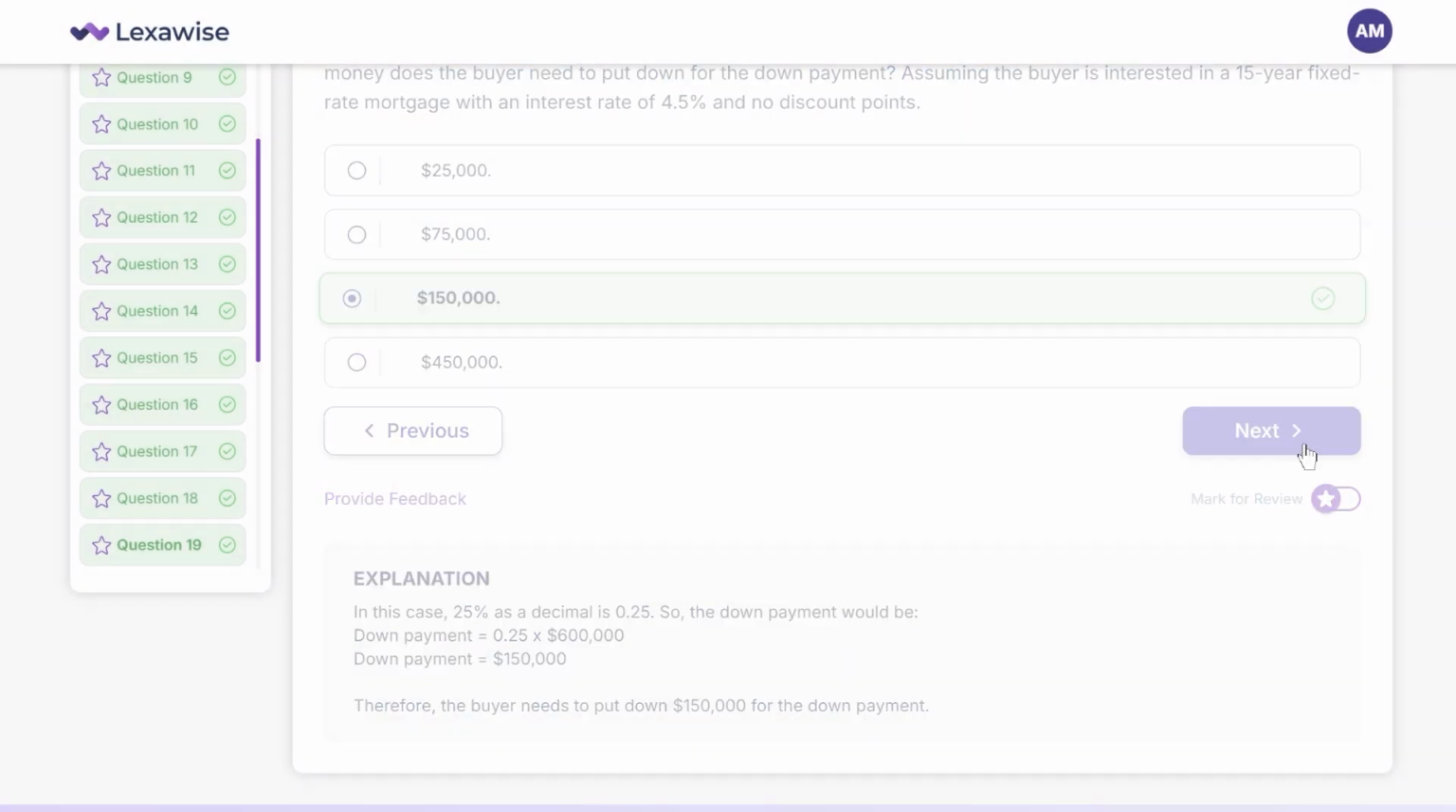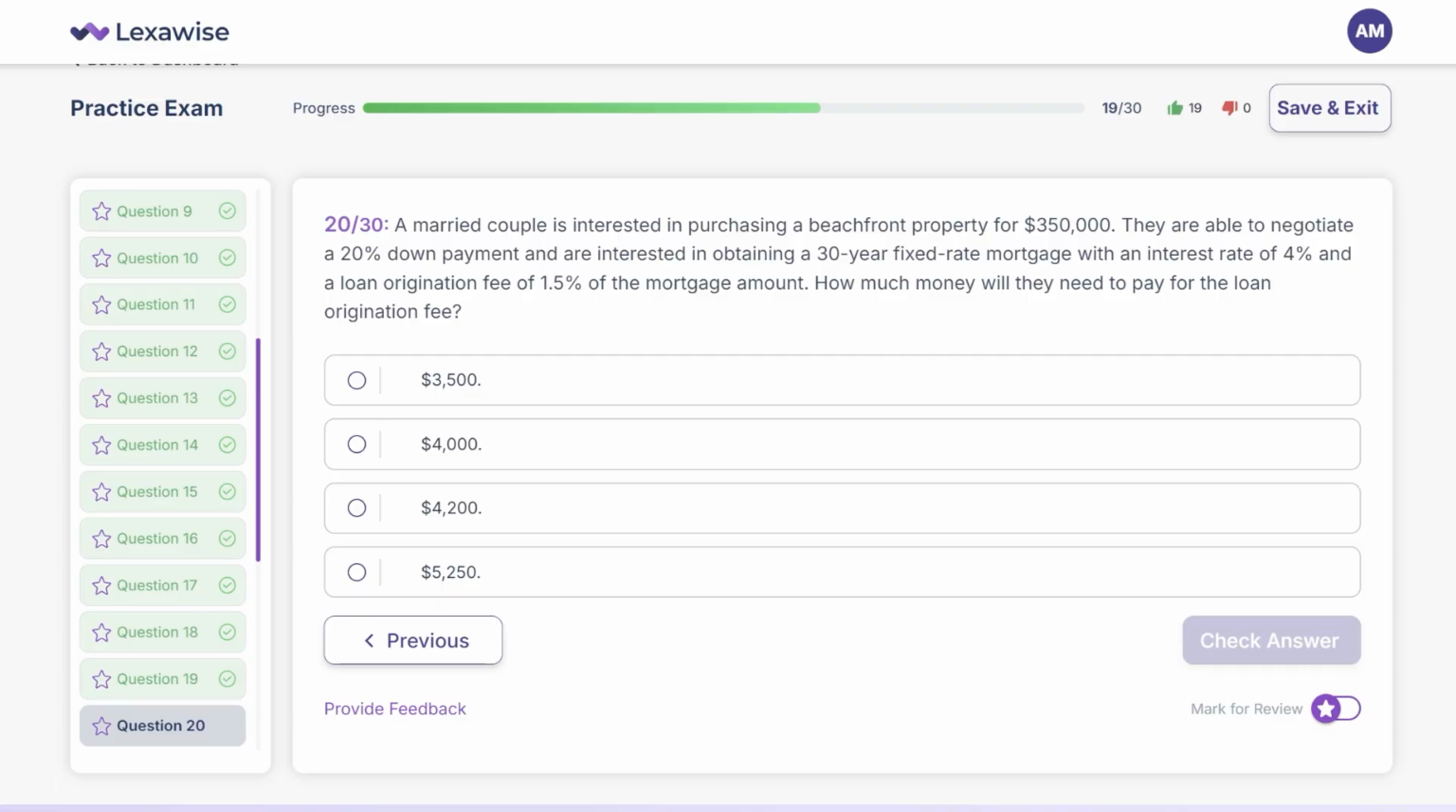Let's see what's next. A married couple is interested in purchasing a beachfront property for $350,000. They are able to negotiate a 20% down payment and are interested in obtaining a 30-year fixed rate mortgage with an interest rate of 4% and a loan origination fee of 1.5% of the mortgage amount. How much money will they need to pay for the loan origination fee? A, $3,500. B, $4,000. C, $4,200. D, $5,250. Give it a moment. Let's see if you're right.